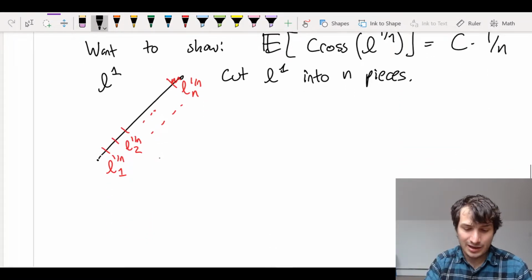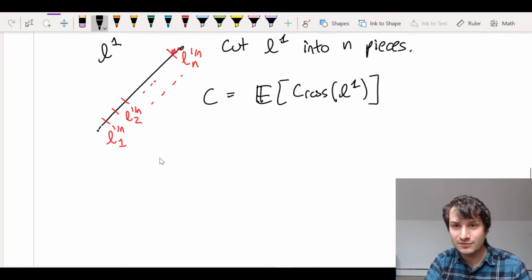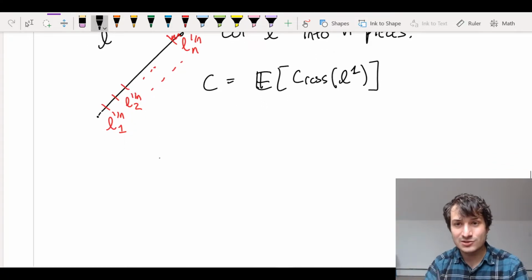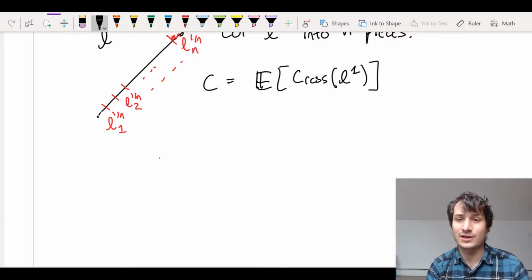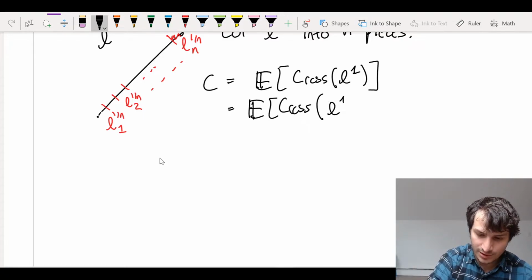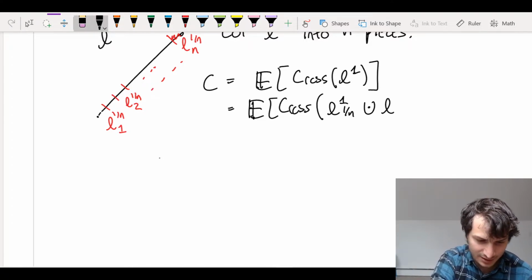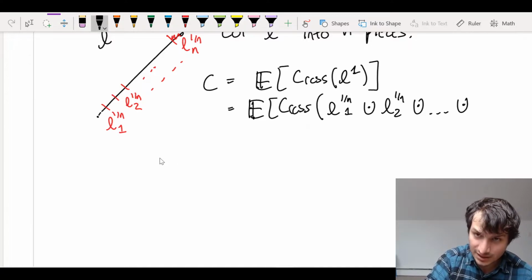So I want to start with c is equal to the expected value of the number of crossings of L1. That was the definition of c. And L1 as a curve is really the union of all these curves, L1 over n, L2 1 over n, and so on. It's the union of all these curves. In fact, it's a disjoint union. So this is actually the expected value of the number of crossings of L1, 1 over n. I'm going to write union dot for a disjoint union. Okay, I have my subscripts and superscripts backwards. L1 over n1, L1 over n2.